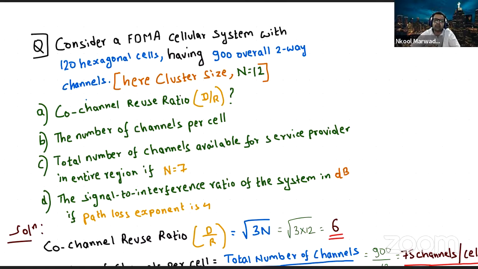In the entire region means we have to consider the 120 hexagonal cells, because if 120 hexagonal cells are given, they have to be used somewhere. Whenever we are talking about the entire region, all the cells present have to be taken into consideration. So first we calculate the number of channels per cell, that is 900 divided by 7, because now the cluster size is 7. That gives the number of channels for one cell, and if we multiply by 120, we get the total number of channels for the entire region.